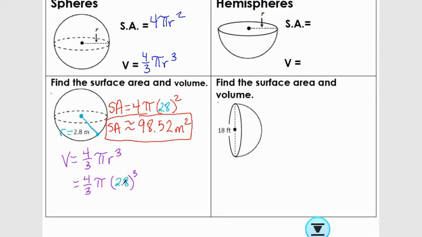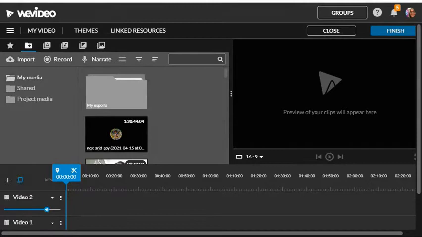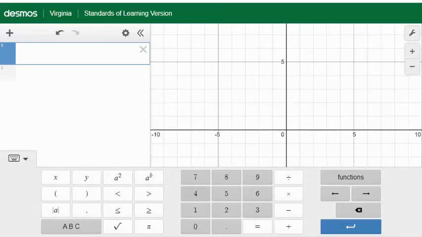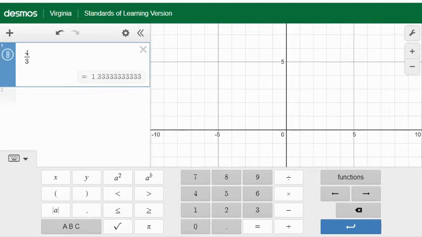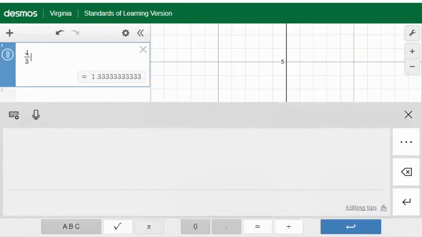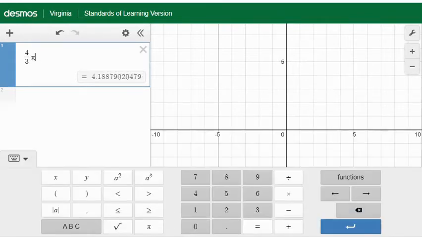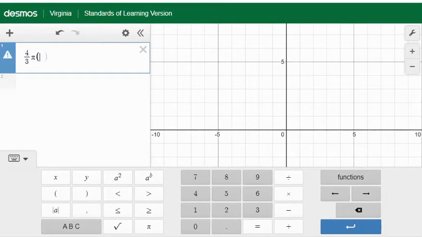And let's go ahead and look at that one on the calculator just for a little practice with a fraction and pi. So let's take a look at that. So that's going to be 4 divided by 3 is 4/3. Scroll out of the fraction. Our pi button is here at the bottom. Pi. My radius is 2.8.